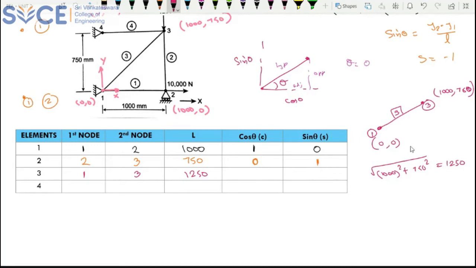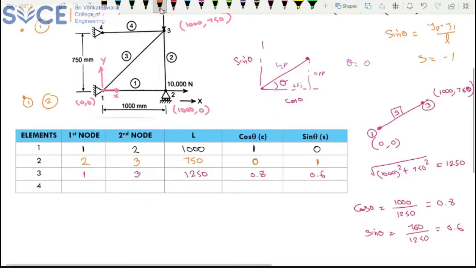And what about your cos theta and sin theta? So cos theta is (x2 minus x1) divided by L. So x2 is 1000, x1 is 0, divided by L, which is 1250. So what is your sin theta? (y2 minus y1) divided by L, which is 750 divided by 1250. So what are these two values? 0.8 and 0.6, sir. Okay, 0.8 and 0.6, thank you. So you are getting 0.8 here and 0.6 here. Right? So this is over.